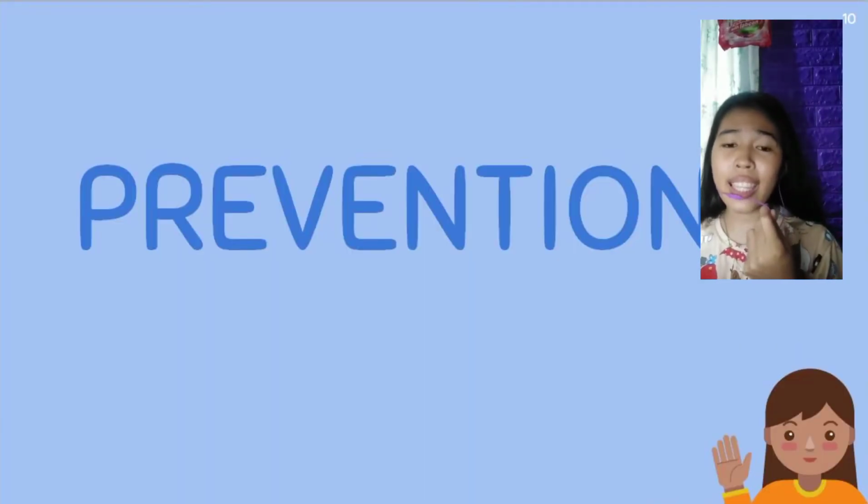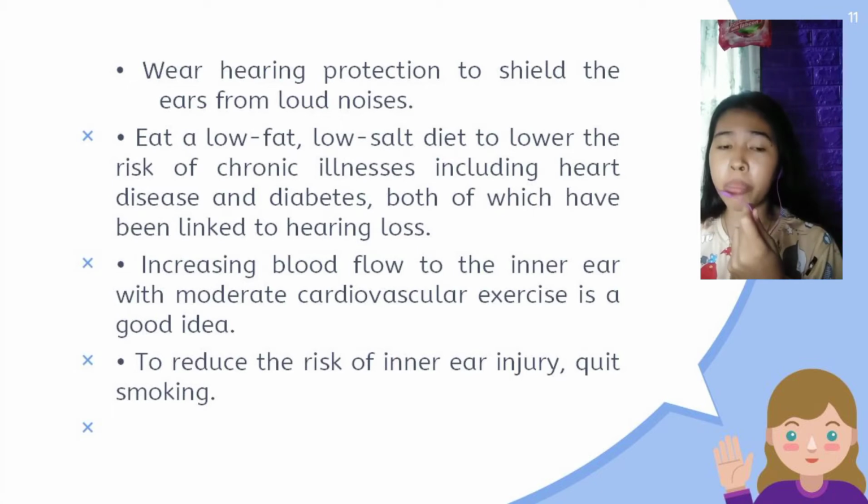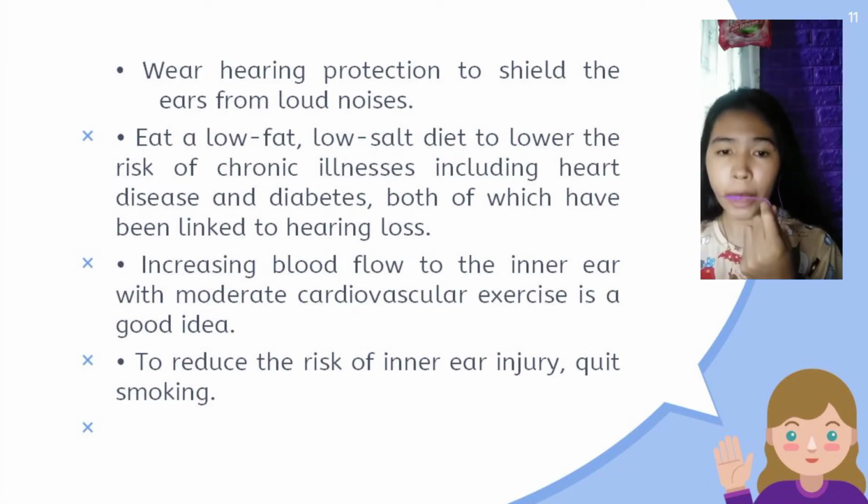So there is a saying that prevention is better than cure. So you need to wear hearing protection to shield the ears from loud noises. Eat a low-fat, low-salt diet to lower the risk of chronic illnesses including heart disease and diabetes, both of which have been linked to hearing loss. Increasing blood flow to the inner ear with moderate cardiovascular exercise is a good idea. And lastly, to reduce the risk of inner ear injury, quit smoking.